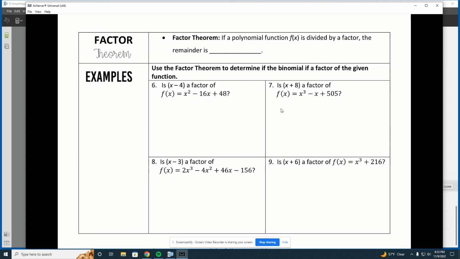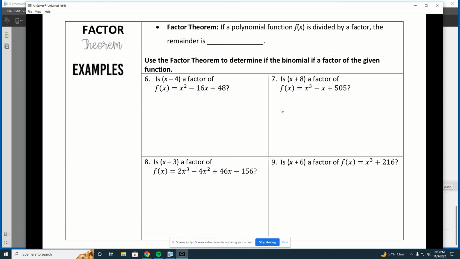So here it is, the factor theorem. We are checking to see if our binomial, see, look at all these questions. Is x minus 4 a factor of this? Is x plus 8 a factor of this? Is x minus 3 a factor of this? Is x plus 6 a factor of this?